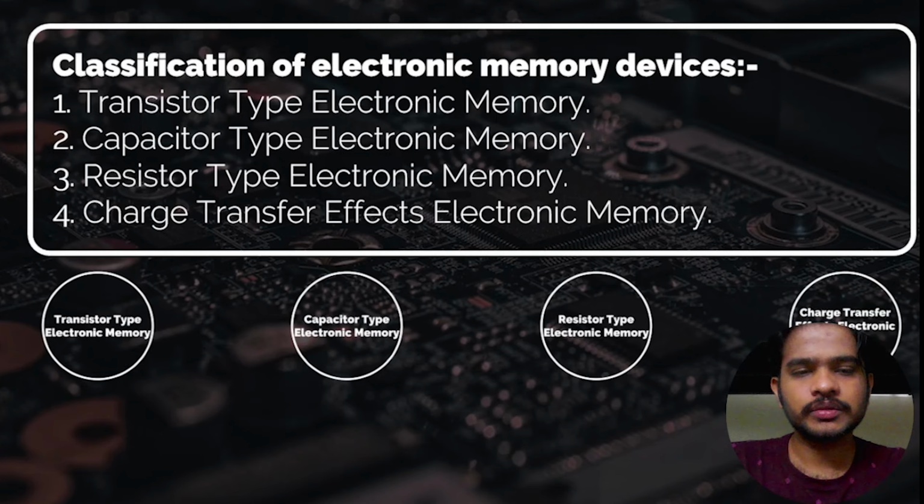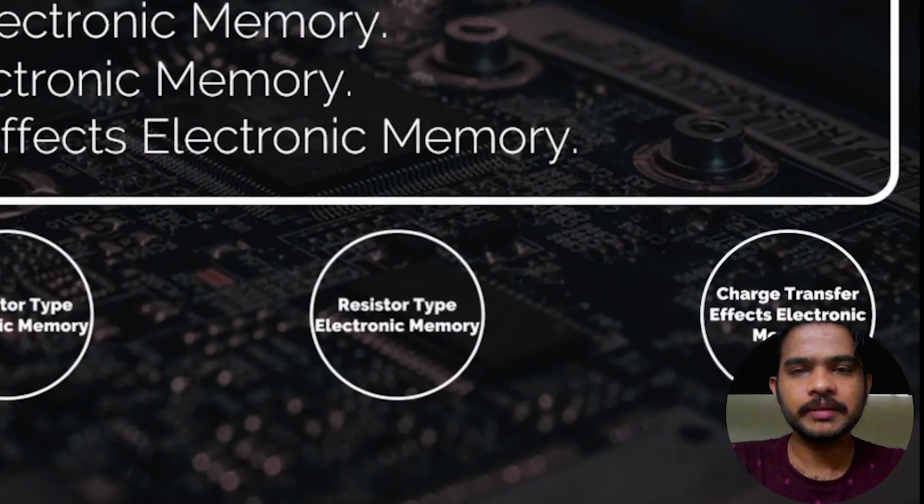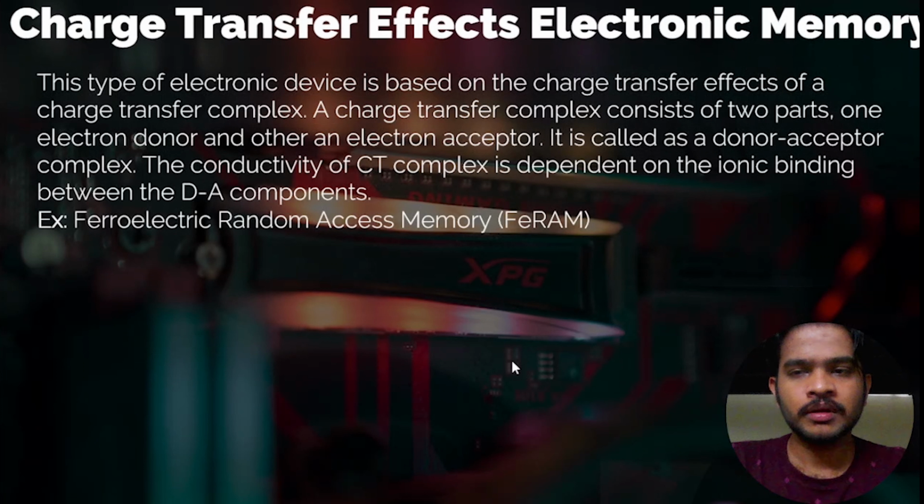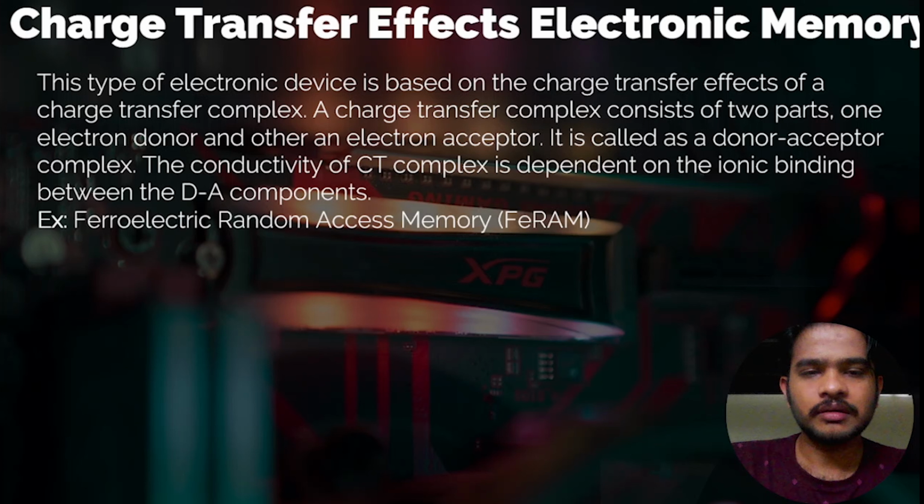Let us have a look at charge transfer effects electronic memory. This type of electronic device is based on the charge transfer effects of a charge transfer complex. A charge transfer complex consists of two parts, one an electron donor and the other an electron acceptor. It is called a donor acceptor complex. The conductivity of the charge transfer complex is dependent on ionic bonding between the donor and acceptor components. An example of this type of electronic memory device is ferroelectric random access memory.